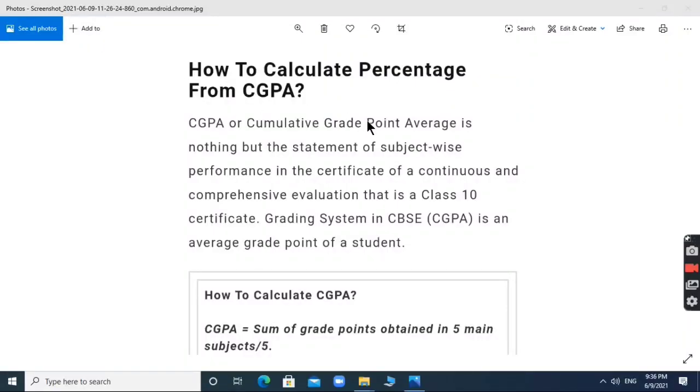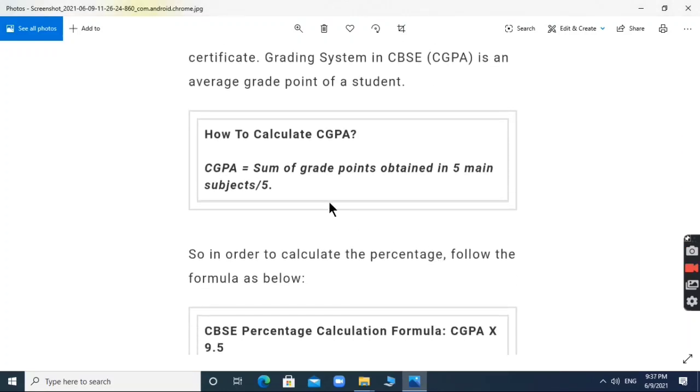Here is the formula for how to calculate percentage from CGPA. CGPA, or cumulative grade point average, is nothing but the statement of subject-wise performance in the certificate of continuous and comprehensive evaluation, that is, the class 10 certificate. Grading system in CBSE: CGPA is the average grade point of a student. Total grade point divided by 5, that means 5 core subjects. Now, how to calculate CGPA?